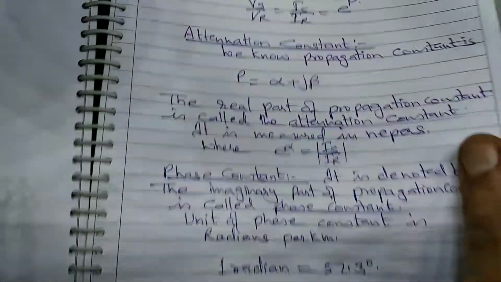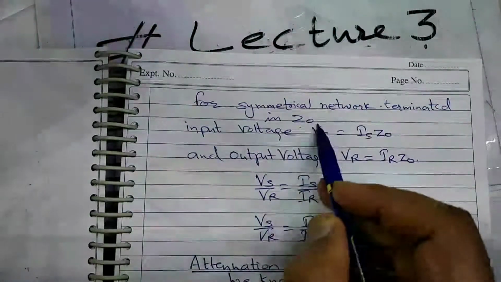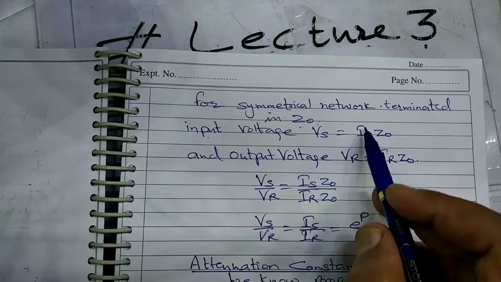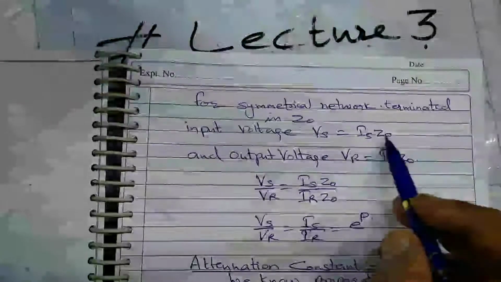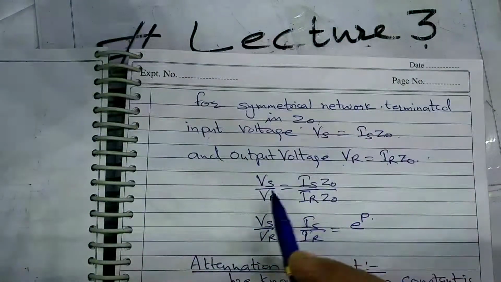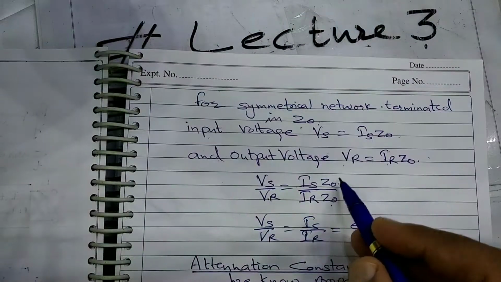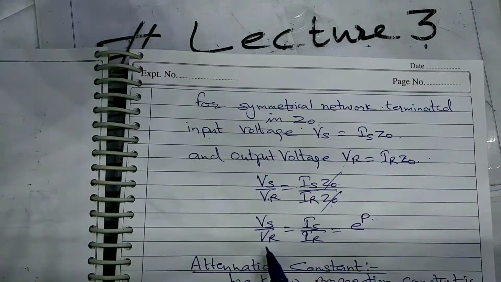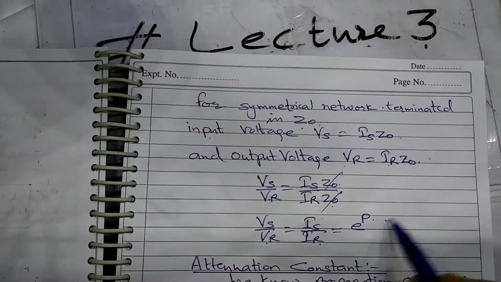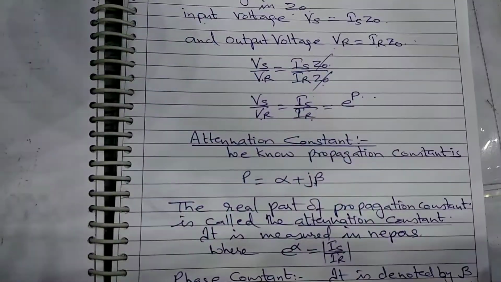Now for symmetrical networks terminated in Z0, that is the characteristic impedance, input voltage Vs is equal to Is into Z0. So output voltage will be equal to VR equal to IR into Z0. So Vs upon VR is equal to Is Z0 by IR Z0, where Z0 and Z0 are cancelled. So Vs upon VR equal to Is upon IR equal to e raised to power P. So this was the propagation constant.